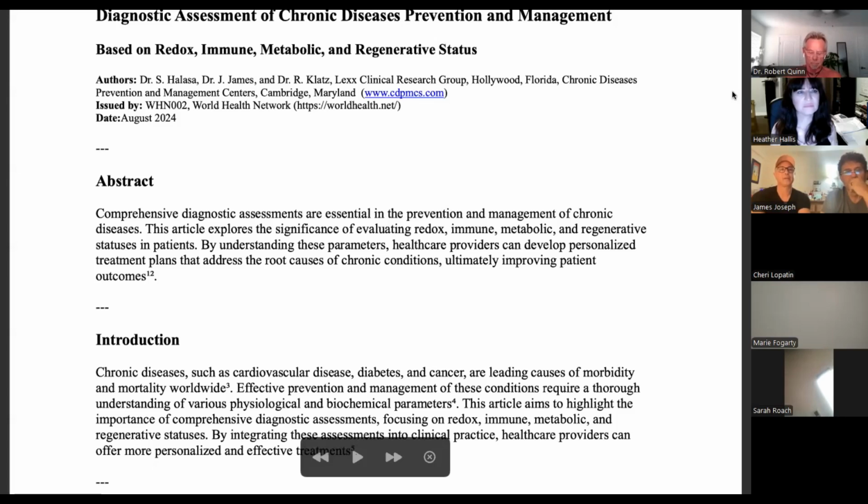Okay, abstract. Can you see that right now in the Word? Yeah, I'm reading it. Comprehensive diagnostic assessments are essential for the prevention and management of chronic diseases. This article explores the significance of redox, immune, metabolic, and regenerative statuses in patients.